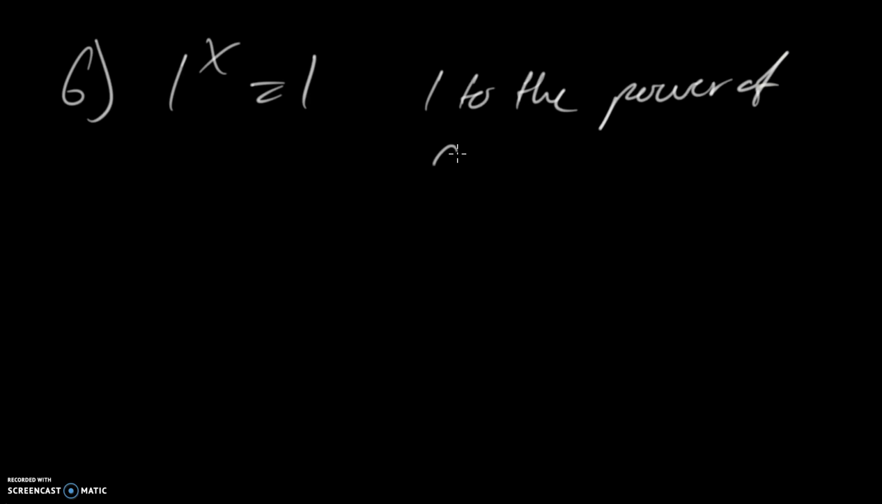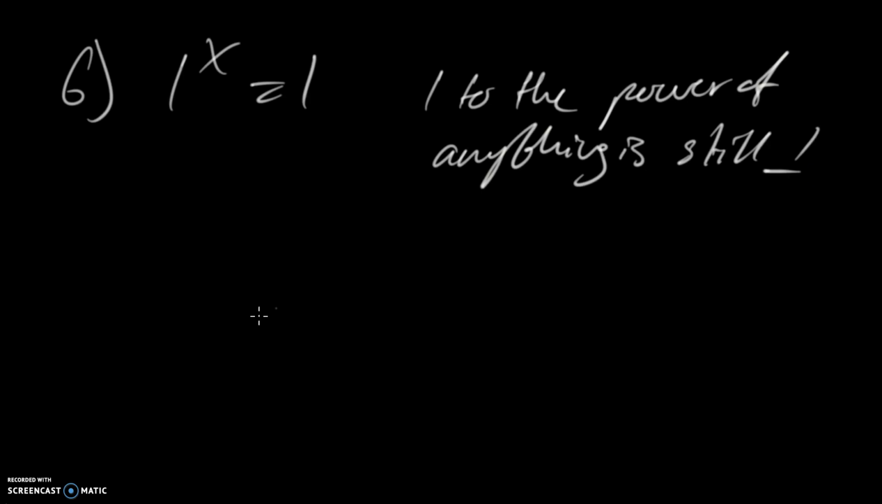1 to any power will still be 1. So let's remove that 3 and say 1 to the power of x will still be 1, because x can be anything. 1 to the power of anything is still 1. So let's say we get 1 to the power of 100. That'd just be 1 times 1, 100 times, which would still give us the answer 1.